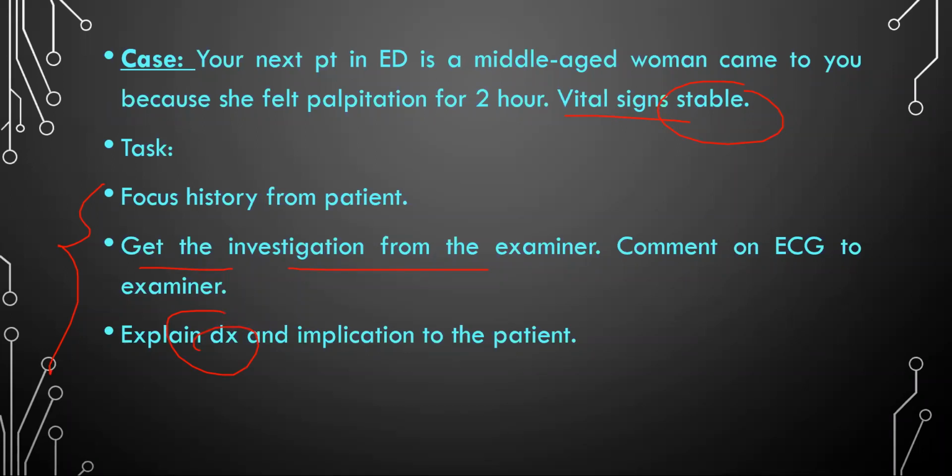And then you explain the diagnosis. We actually discussed how to explain atrial fibrillation to the patient in the class, so follow that format. And what is the implication of AF? Mainly two implications: stroke and heart failure. So stroke and heart failure are the main two implications for AF. That's how you finish this case.